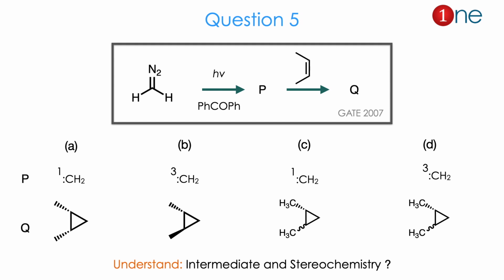Then the question number 5. The starting material is diazomethane. You are using light and acetophenone. You have the product. Then in the next step you are using an alkene, which is in the cis form. Then you have another product. So you have to identify P and Q.